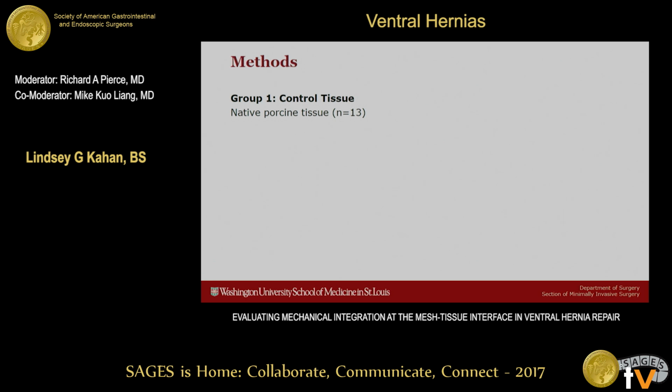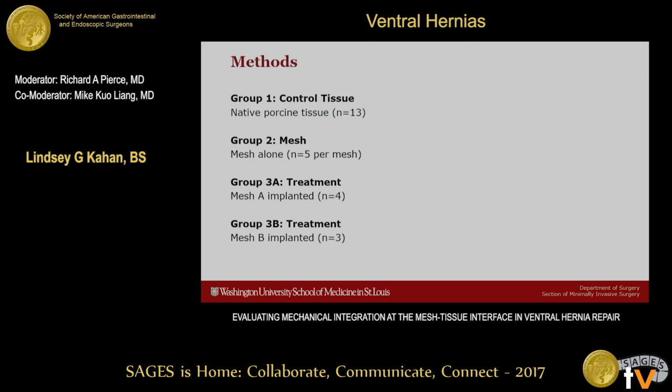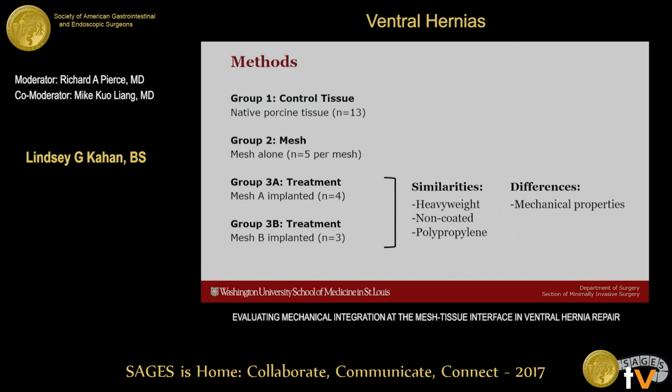We used a porcine model. So the first group was native porcine tissue. Then we have our meshes. And then we have these two treatment groups, mesh A and mesh B, which we implanted into our porcine model. These meshes were chosen based on their physical and mechanical properties.